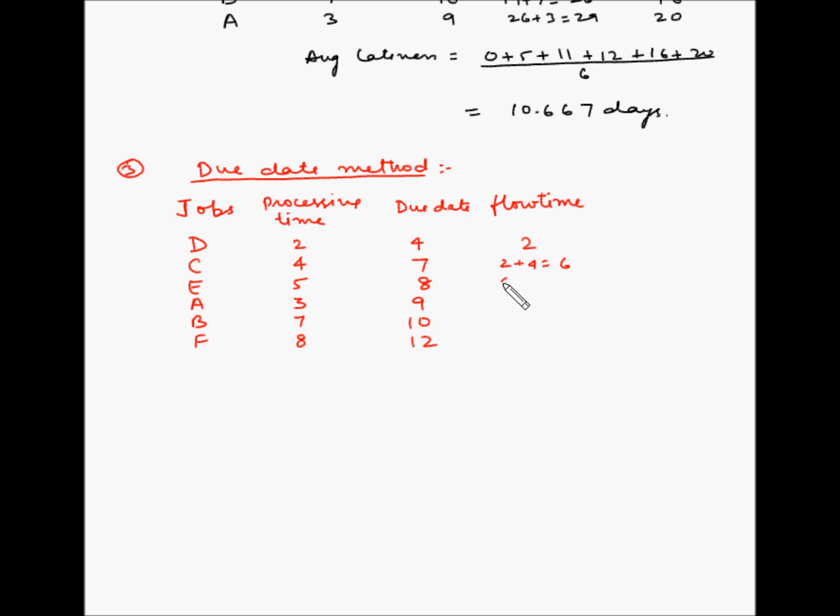For E, 6 plus 5, which is 11. For A, 11 plus 3, which is 14. For B, 14 plus 7, which is 21. And for F, 21 plus 8, which is 29. Now let us also find out the late by number of days.